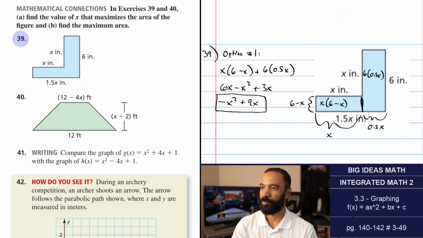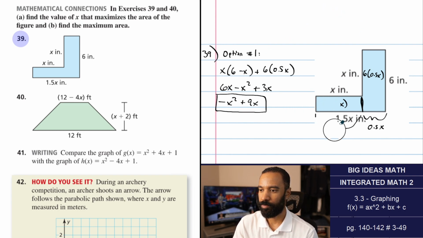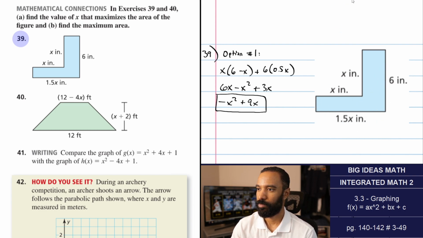Option two. And I have to erase this, but option two. Cut it off right there. This is still 6 minus x. And this is x right here now. X right there. And this is still 0.5x. So option two.